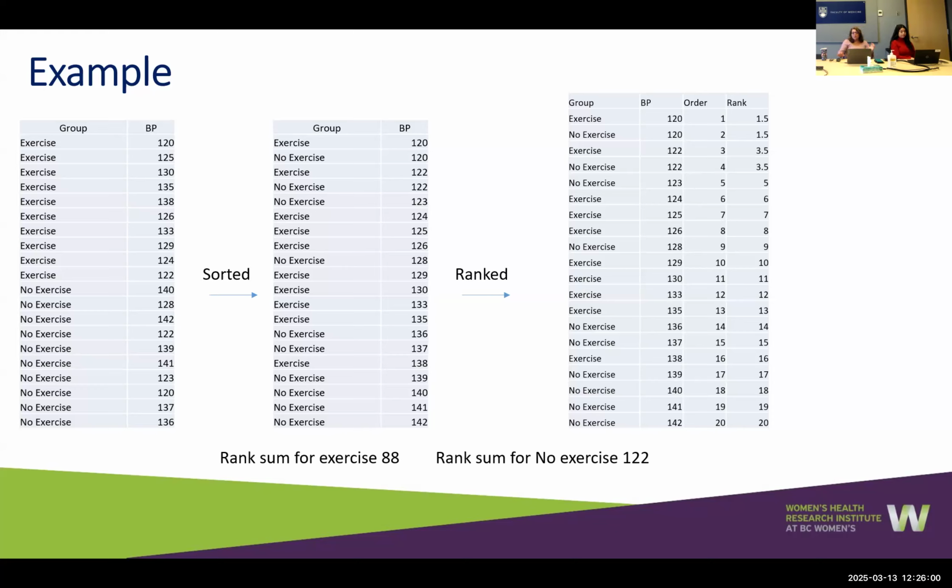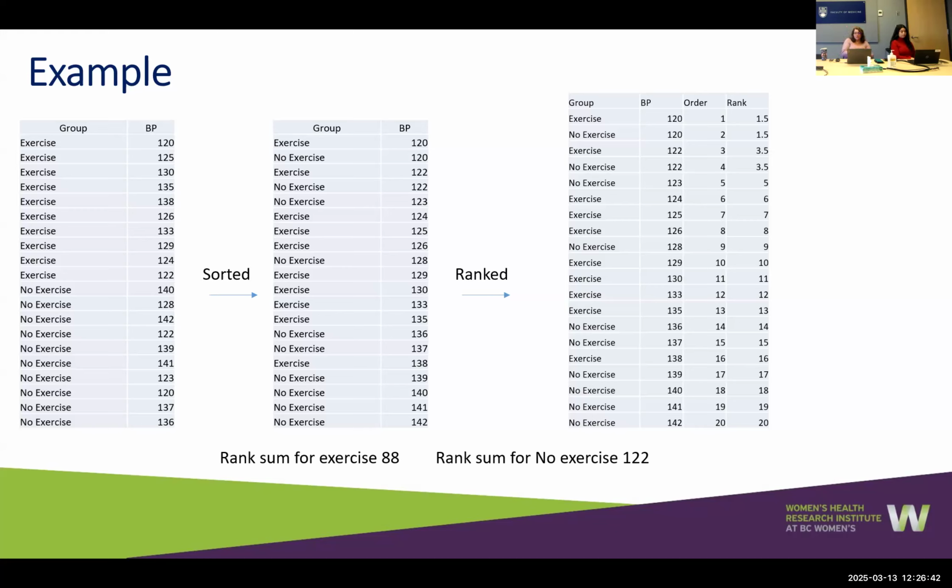So how do we rank them? You can see in the left table that we have two blood pressures of 120. So the order is 1 and 2, which means the rank will be the average between 1 and 2, 1.5. We have 122 at order 3 and 4, so the rank will be 3 plus 4 divided by 2, 3.5, and so on. So basically, we took our data, sorted our blood pressure from smallest to largest, assigned a number to each order, and calculated our rank.